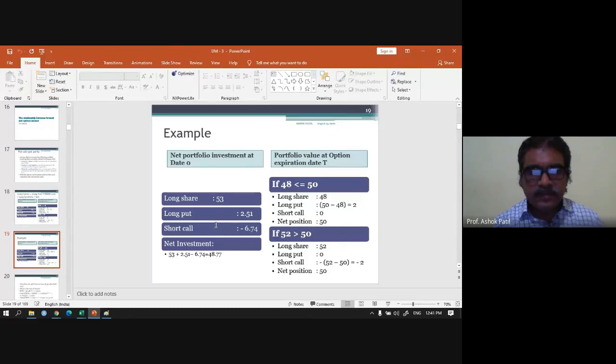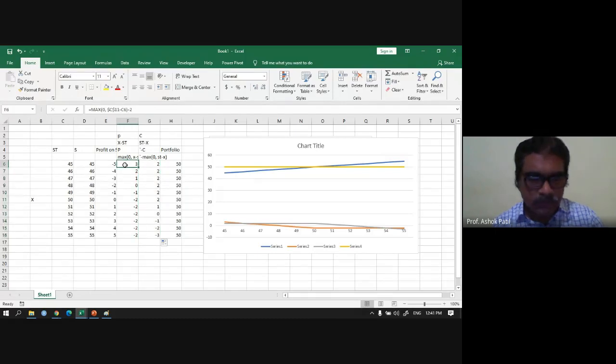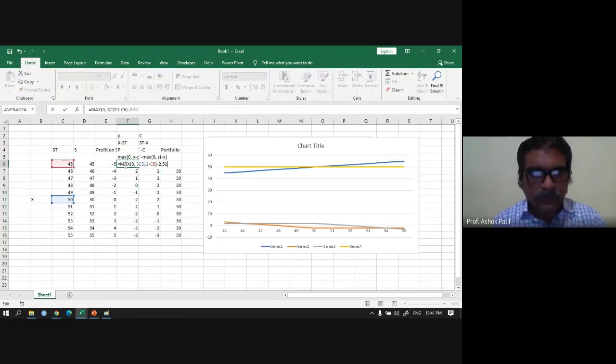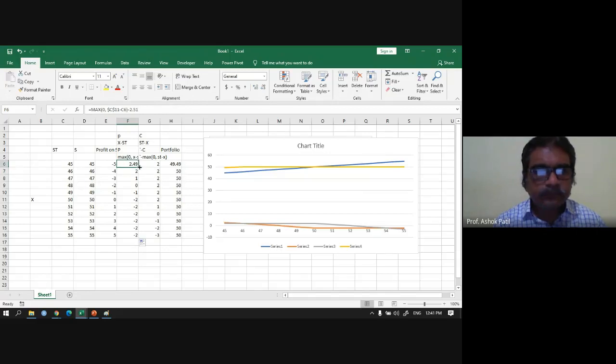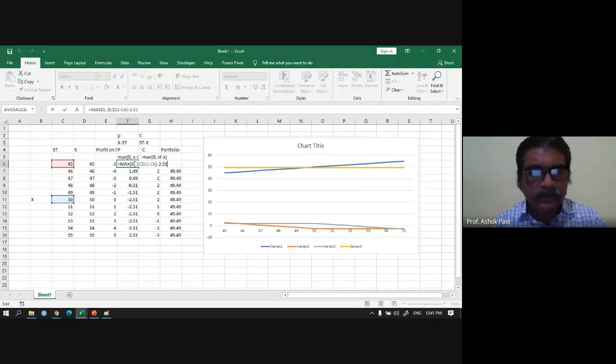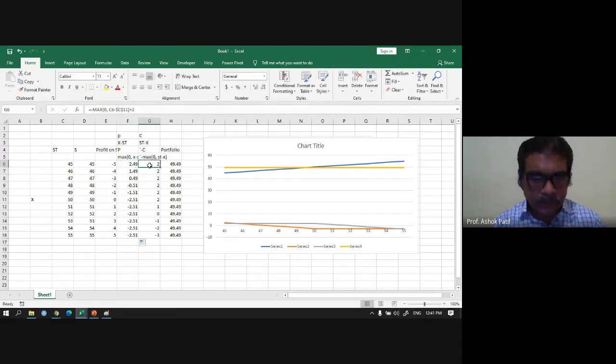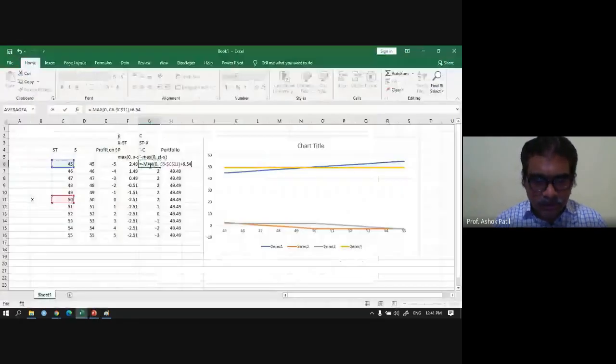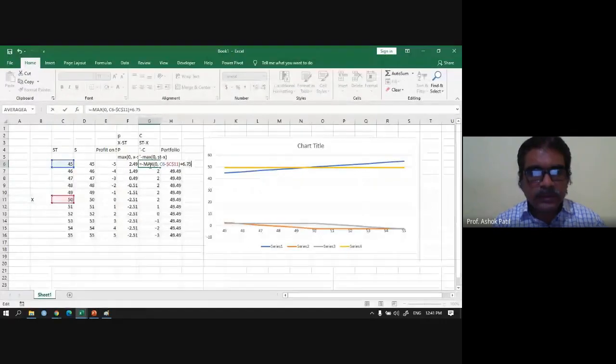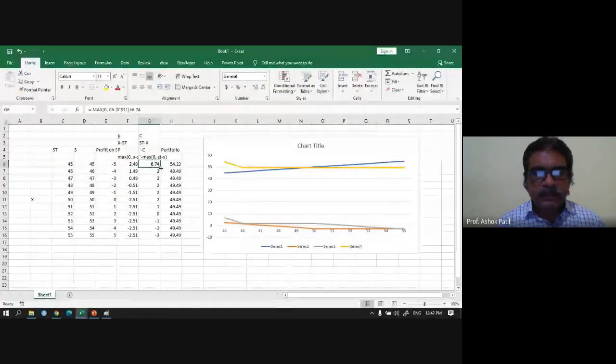But now suppose I want to use the figures which we used here, 2.51 and minus 6.74. So let's do that. Long put is 2.51. Did I type correctly? Yes, 2.51. Then in this case, did I do plus and minus the wrong way around? One minute. Correct. And here we have to do plus 6.74. And then you can see that the diagram is looking like this now.